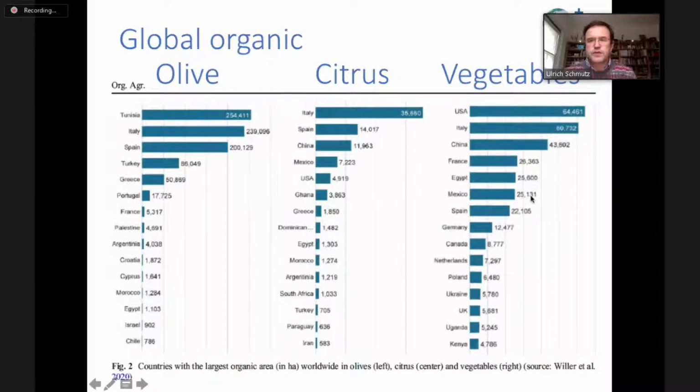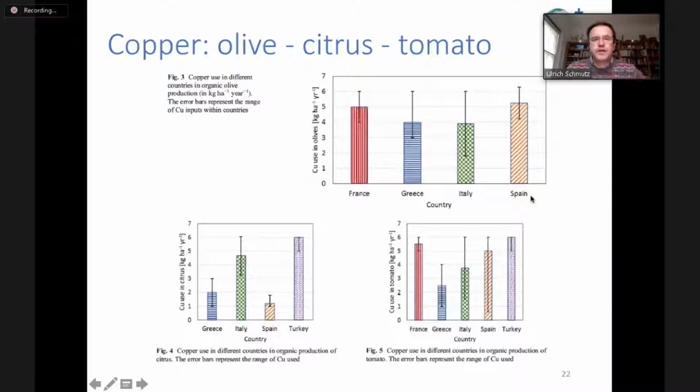So that's good. What we have seen here, following those 3 crops, olive, citrus, and tomato as a proxy for vegetables, is that copper is at the moment still used quite a lot in these countries. On olives first, you can see that there's some variation, but it is definitely not below the 4 kilos. So there is quite a bit of extra work to be done.